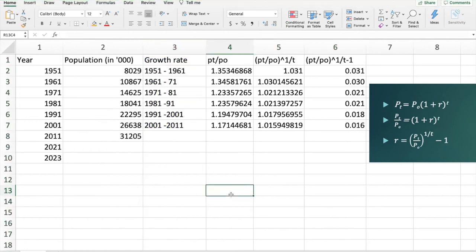Now we have to project the population for 2021. What do we have to select? We have to select the growth rate between 2001 and 2011. We have to select the growth rate of this value. So here we have to put this value in place of R. Then P0, what will be our base year population? This one, 31205. And what will be the time period from 2011 to 2021? It is 10. Put the formula here for projection purpose.